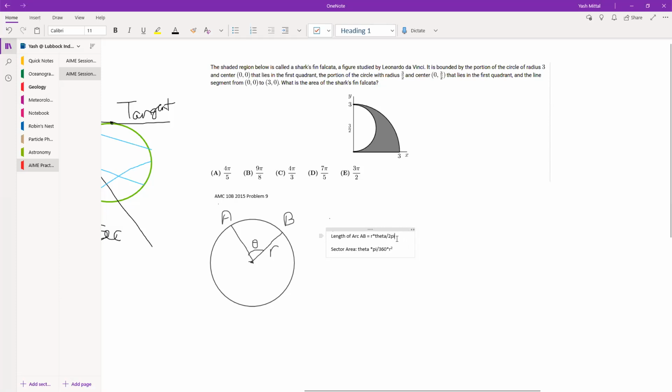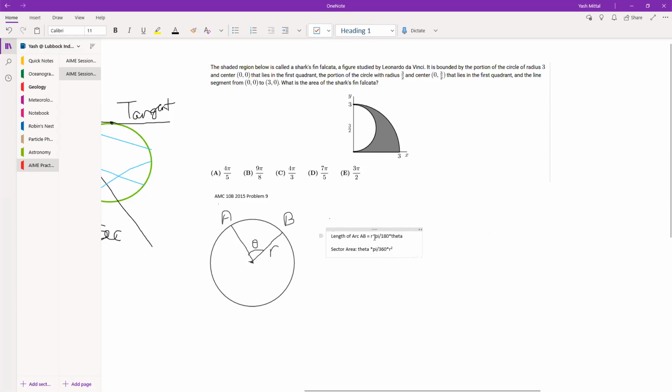All right, and then in this case, the length of arc AB would be r times theta divided by 180. Wait, yeah. It's going to be r times pi divided by 180 times theta. Let me just rephrase everything I said. Essentially, the length of arc AB is equal to r times pi over 180 times theta.